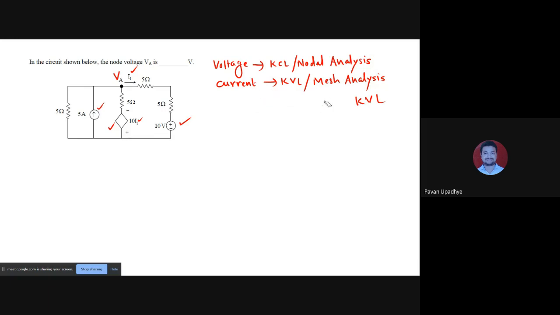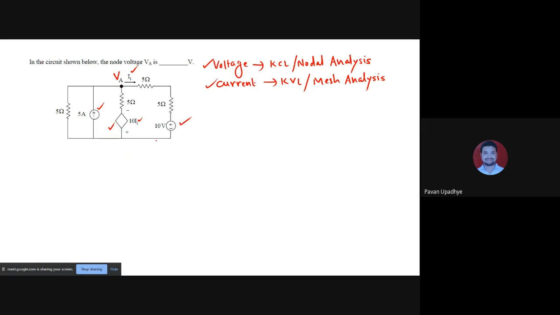The other way is also possible, but it takes time. If you want to find current, nodal analysis can also be used, but it takes more time. When you want to find voltages, mesh analysis can also be used, but then it takes more time. So this can be considered a thumb rule to save your time. Now let us apply the thumb rule. The thumb rule is we will go ahead with nodal analysis.